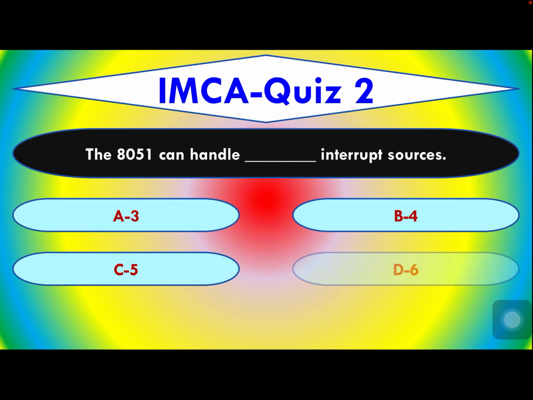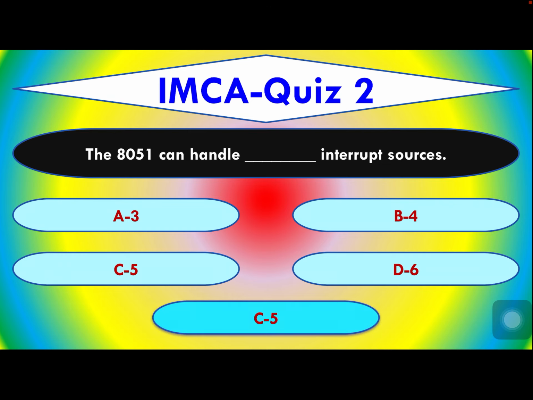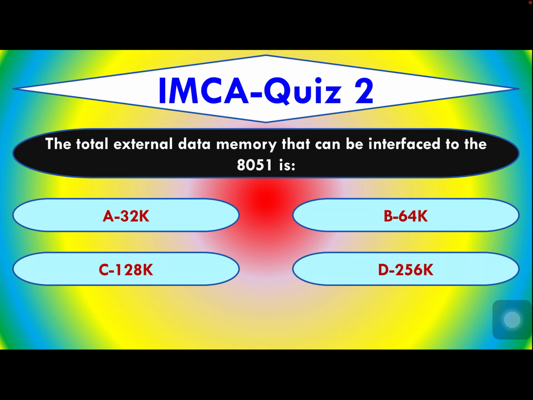The 8051 can handle dash interrupt sources: A. 3, B. 4, C. 5, D. 6. The correct option is C. 5 interrupt sources. The total external data memory that can be interfaced to the 8051 is A. 32K, B. 64K, C. 128K, D. 256K. The correct option is B. 64K.